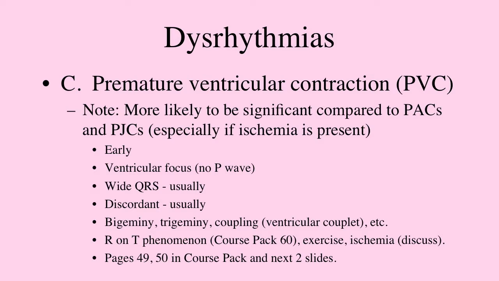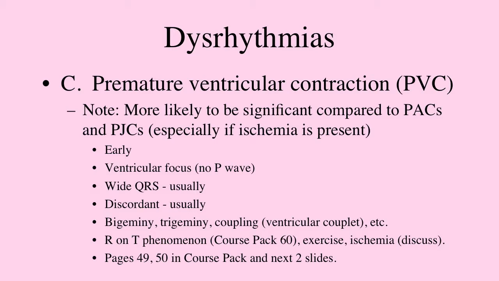But again, you can have these fairly normally too. And they are early, but the premature beat has a ventricular focus, so there's no P wave. It has a wide QRS complex, usually discordant, meaning it often goes in the opposite direction of the normal QRS complex. You can again have bigeminy, trigeminy, coupling, and we'll stop there for now and look at some examples and then come back to that list.